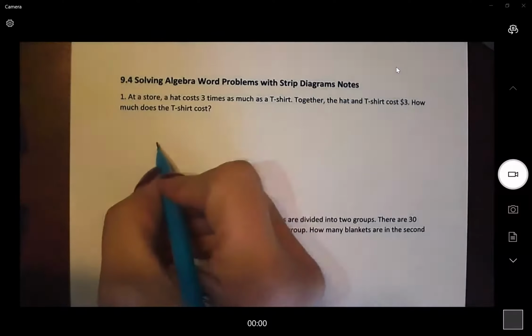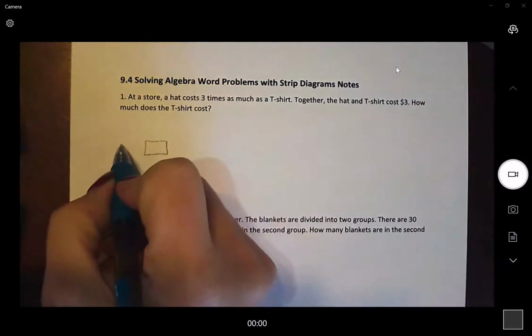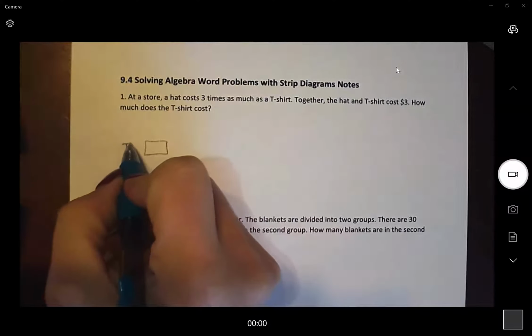So we have a hat and we have a t-shirt, and the hat costs 3 times as much. So here is our t-shirt, and then up here will be our hat, and it's going to be 3 times what this is. So we have 1, and it's your choice. I always connect them when we're talking about it's just different parts. So always connect those, and they should be equal parts. I know mine don't look spectacular, but they should be equal parts in there. So the hat is 3 times as much as the t-shirt.